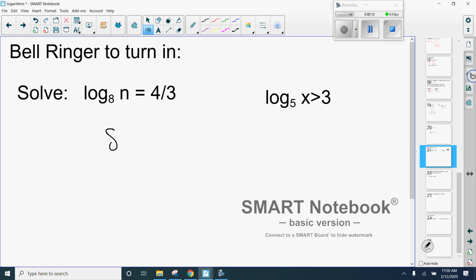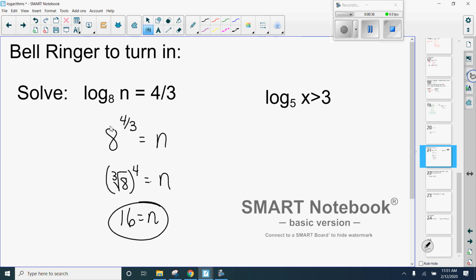Your base is 8. The exponent is 4/3. And the answer is n. So to solve, this 3 means you're taking the cube root of 8. What is the cube root of 8? 2. And if you raise that to the 4th power, 2 to the 4th power is 16. You should have 16 for an answer.